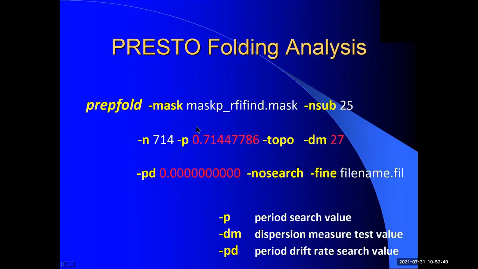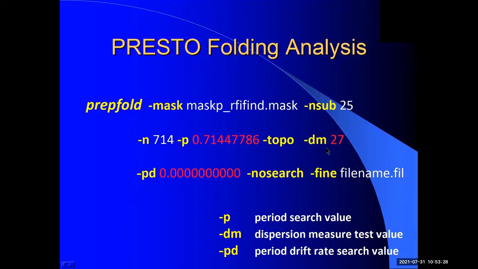Minus P is the topocentric pulsar period, and that you obtain from another package called tempo, which you input your latitude and longitude and UTC, and it tells you the precise period that you expect to see, and this accounts for the motion of the Earth around the Sun and the solar system relative to the target.